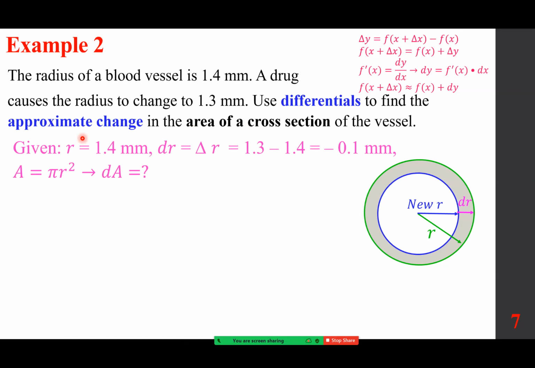So here's the translation. R is 1.4. dr, or delta r, they're identical, is 1.3 minus 1.4 equals negative 0.1 millimeters. Area is pi r squared. That's a formula from geometry. We want to find dA. Now, think of this as, instead of y equals f of x, it's A equals pi r squared, which means r is the independent variable.